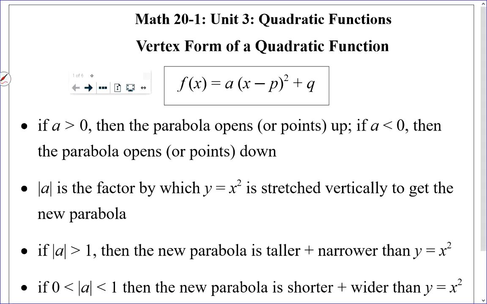That's really the skill or the knowledge that we have as an expectation for you at this level. And if the absolute value of a is a number between 0 and 1, like 0.5, then that's going to make the graph shorter, and as a result it will appear wider. These are all things that you need to know.